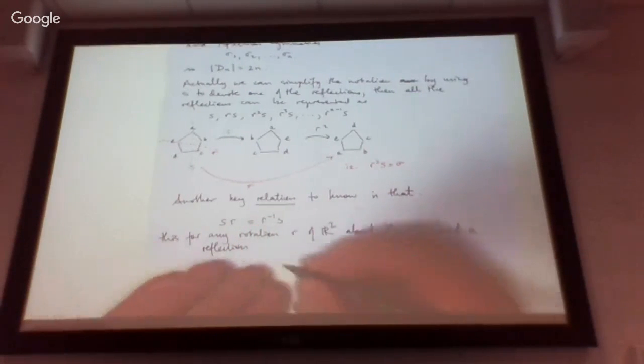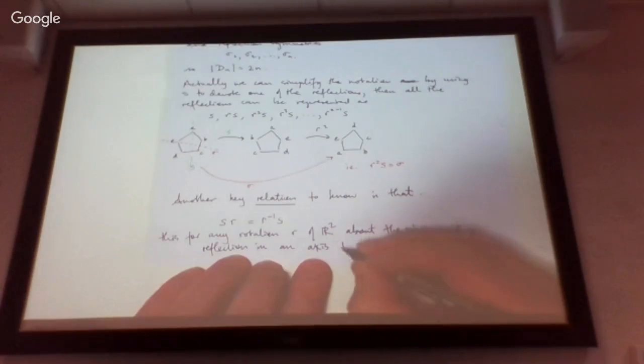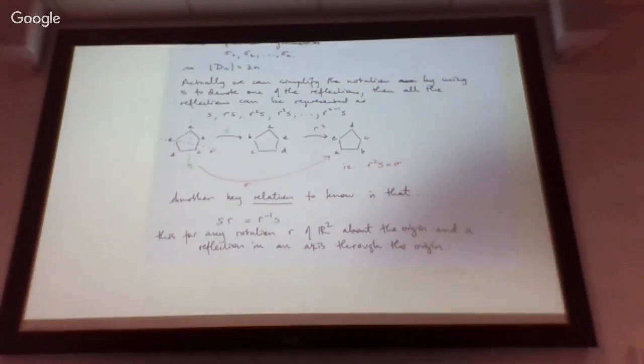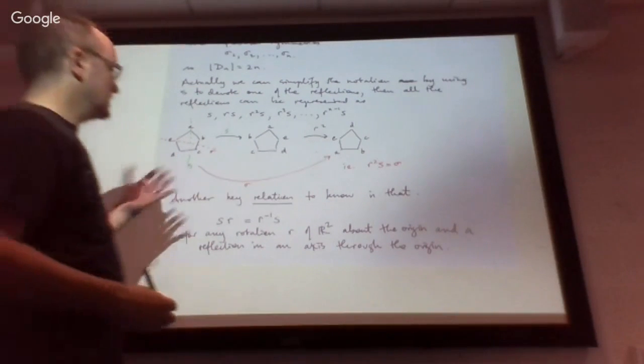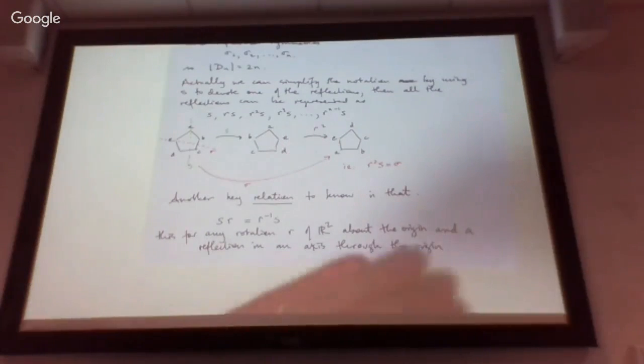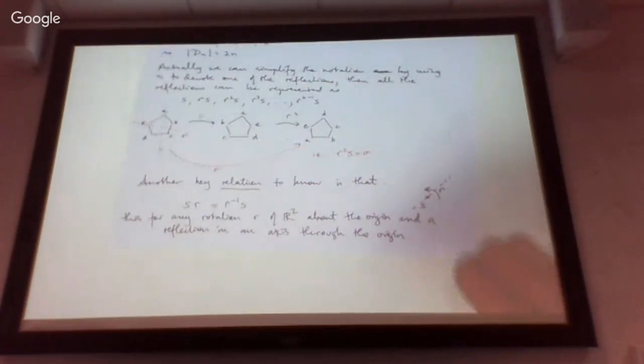So when you reflect the plane, you're reflecting it in an axis through the origin. As long as you're rotating around some fixed point, which doesn't have to be the origin, and S is a reflection in some axis of symmetry through that same point, then composing S after R is always the same as R inverse after S.